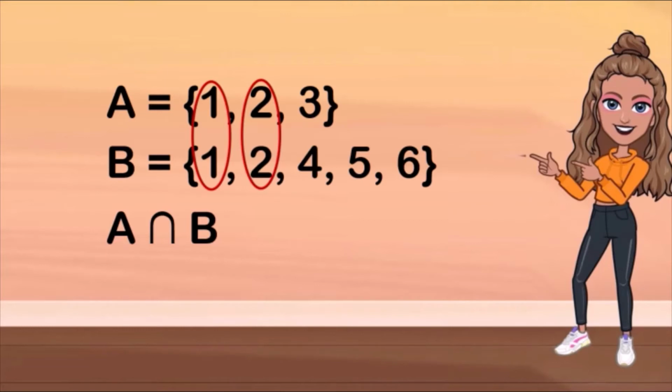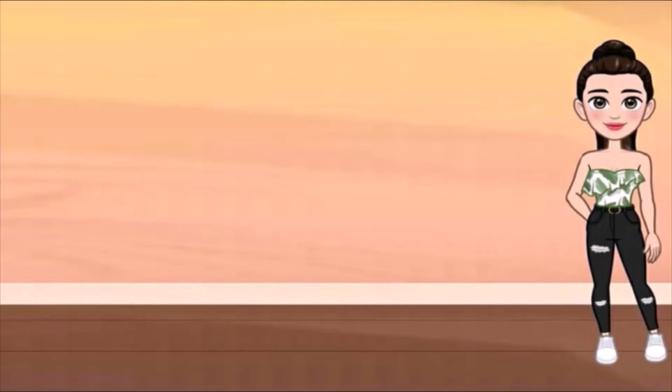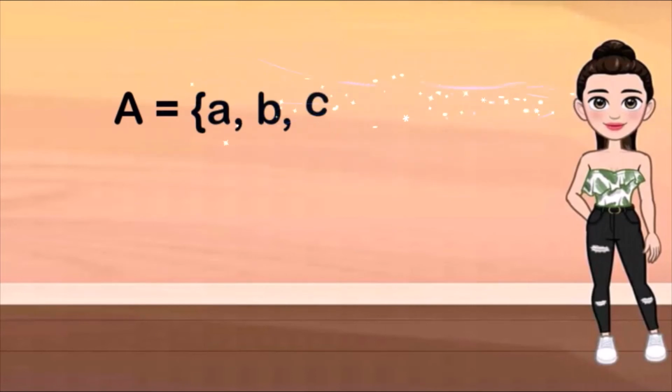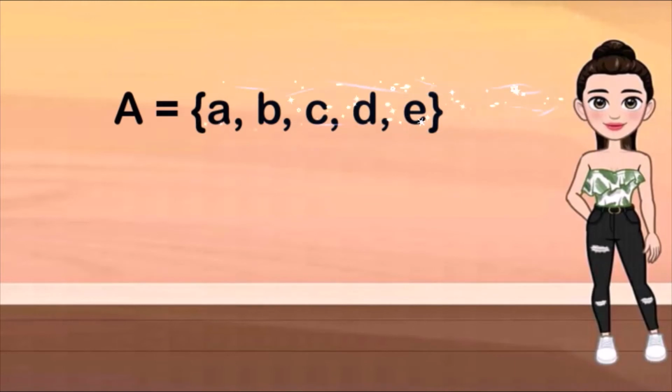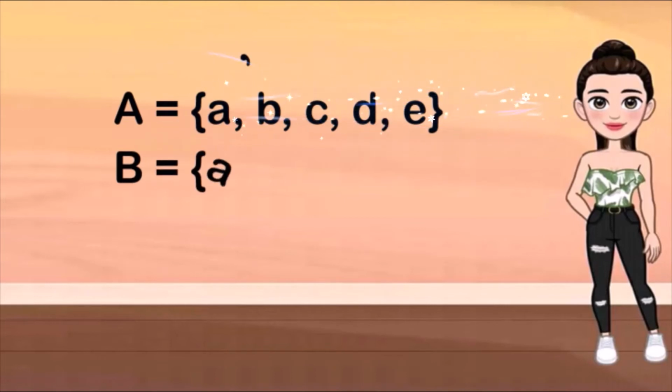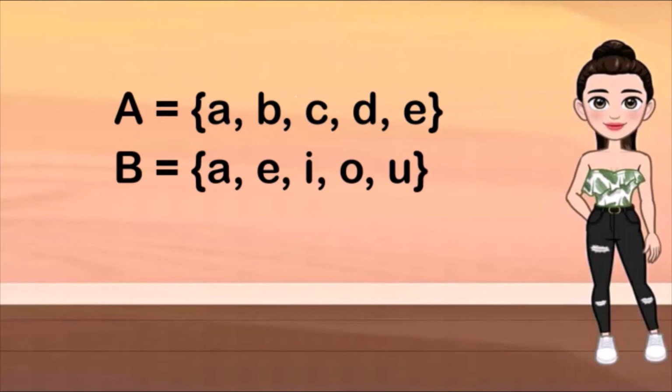So, all of these two elements will be part of their intersection set, right? So, we can say that A intersection B is equal to 1 and 2. Here's another example. Given set A whose elements are the letters A, B, C, D, and E, and set B whose elements are the letters A, E, I, O, and U, determine the intersection of A and B.